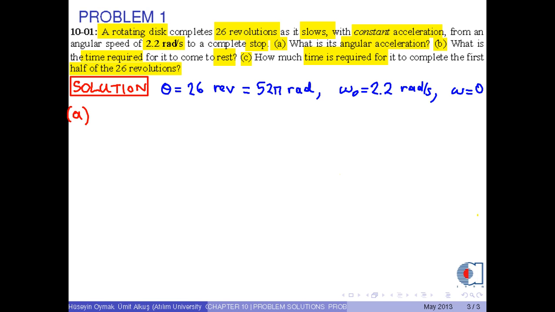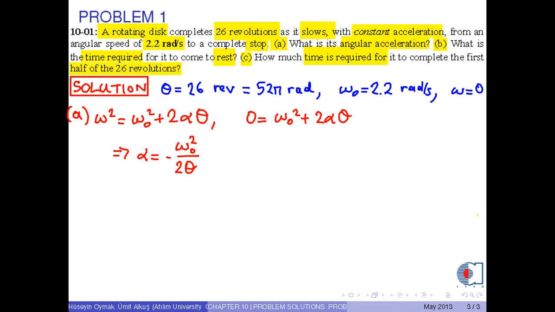In part A, to find the angular acceleration, we use this formula, which does not contain time explicitly. Therefore, omega squared, where omega is the final velocity, which is given as 0, is equal to omega 0 squared plus 2 times alpha times theta. And we find the formula for angular acceleration as alpha equals minus omega 0 squared over 2 times theta.